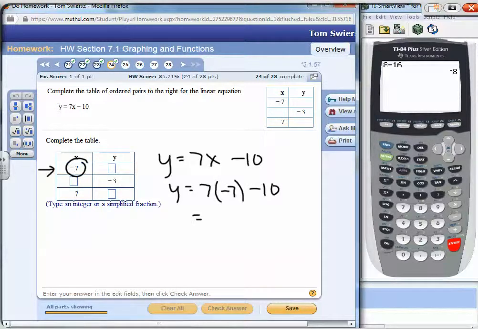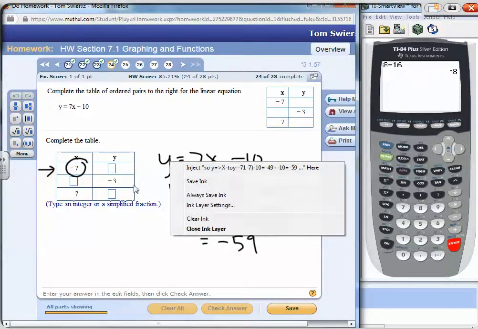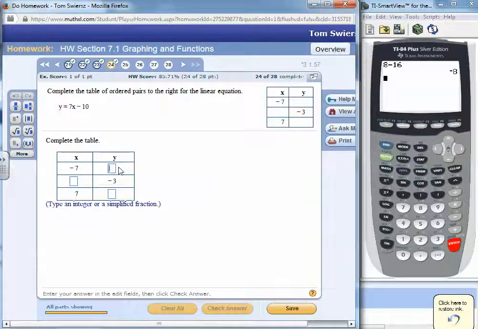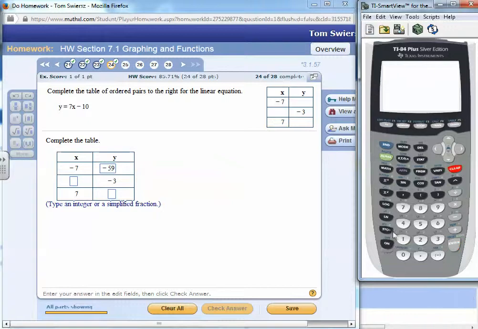So 7 times negative 7 is a negative 49. Negative 49 minus 10. Two negatives, add them together, and your answer is a negative. So it would be a negative 59. Again, you can do that on your calculator. So when the x value is negative 7, the y value is a negative 59. Again, on the calculator, you could do 7, the x value, negative 7 in parentheses to indicate multiplication, minus 10, and we get our negative 59. Okay?